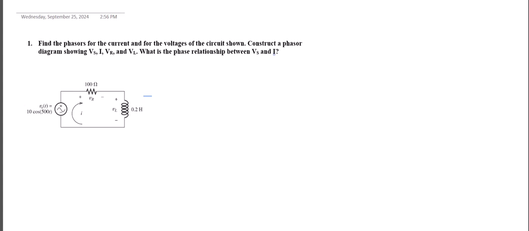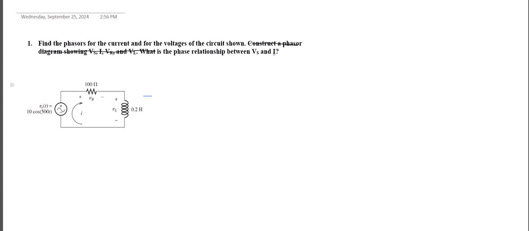Current and voltages of the circuit shown. Construct a phasor diagram. Have y'all done phasor diagrams? I don't think I've ever seen him test on that, so we're not going to do the phasor diagram. So we won't do that. But we will find all those phasors.